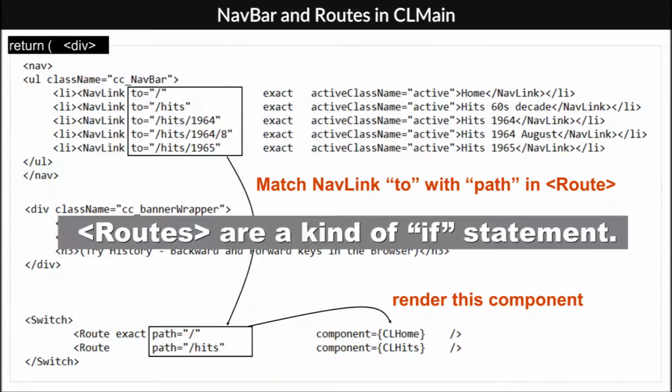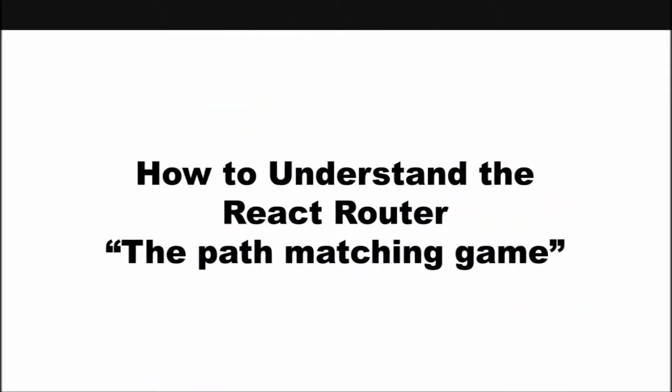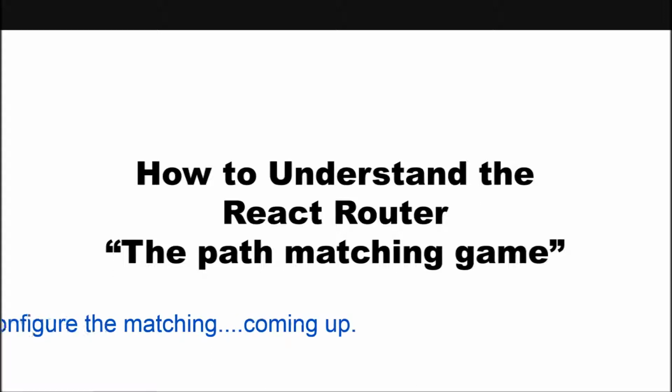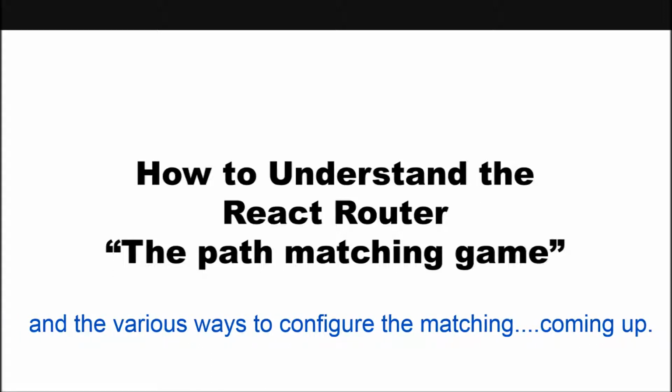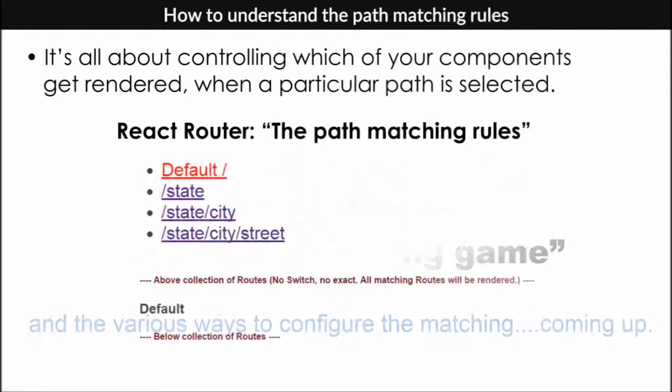So routes, I think, help me think about this. It's a kind of if statement. If the URL address bar contains the following depth, it has /hits and then /something else, render this component. I can't emphasize enough how important it is to understand that this React Router, a central part of the React Router, is this path matching game. I like to call it a game because it lightens the intellectual pressure, as it were.